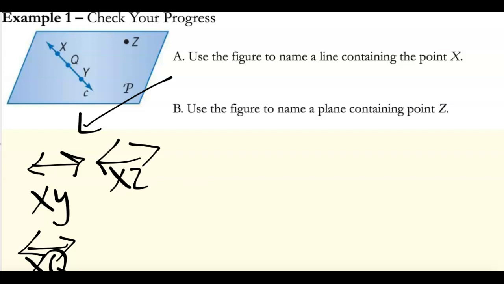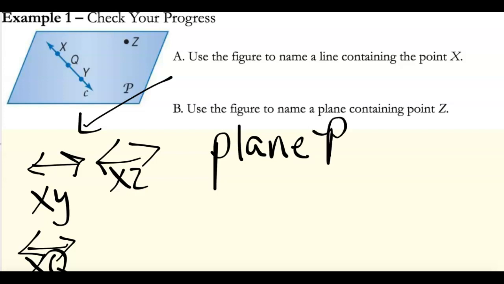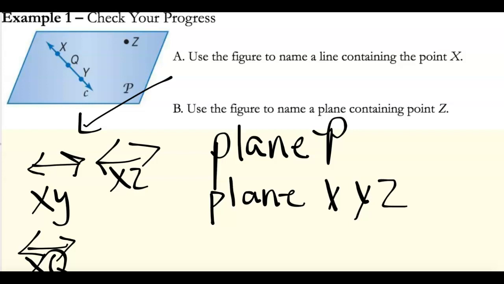Also, the next one, part B, use the figure to name a plane containing point Z. Again, you have the option just to use the word plane and then a script or cursive letter. You also can use 3 letters, and again, just remember they're not on the same line. So X, Y, Z, since we have to have containing point Z, or any variation of them.